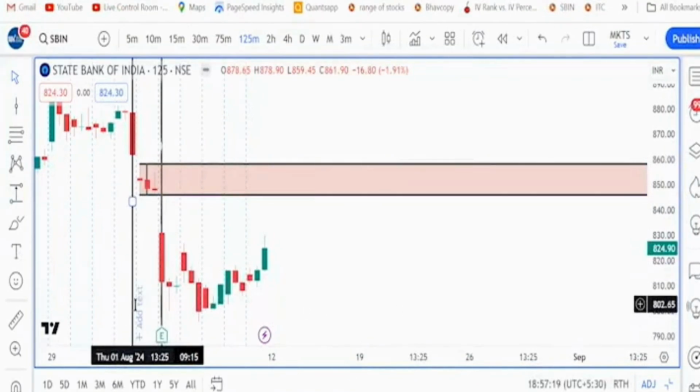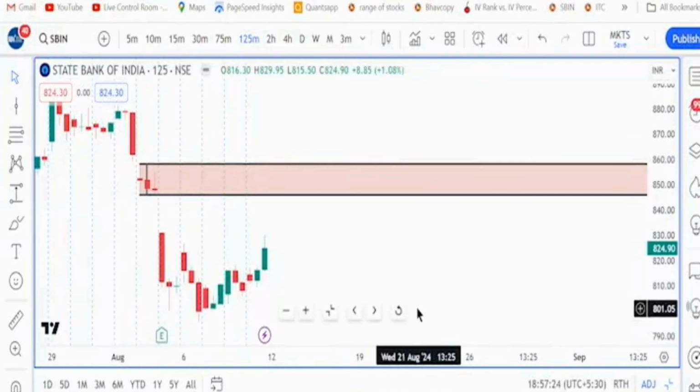So do the quality check. Is the level fresh? What do you all think? Is it fresh? Prices never come back. It's strong, yes, very strong, with a strong gap down, big candle, and only 3 candles in the base. So this is an excellent scenario of a supply zone.